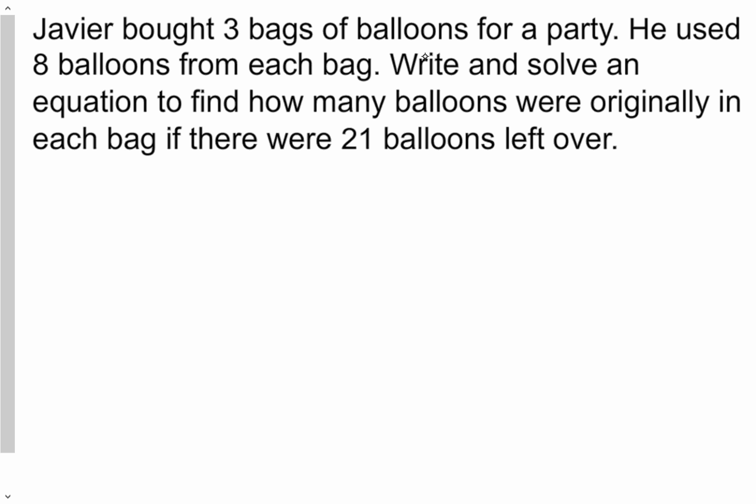Javier bought 3 bags of balloons for a party. He used 8 balloons from each bag. Write and solve an equation to find how many balloons were originally in each bag if there's 21 balloons left over. So we already know that we had 3 bags. We don't know how much he started off with, so let's just call it B. But we know that we used 8 balloons, so we're going to subtract 8 because we used it. All right, and that's supposed to be 21 balloons left over.